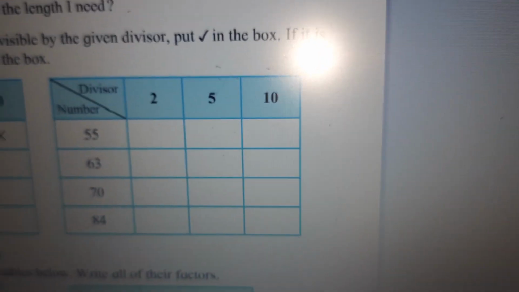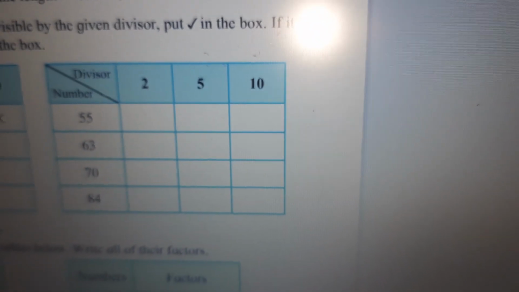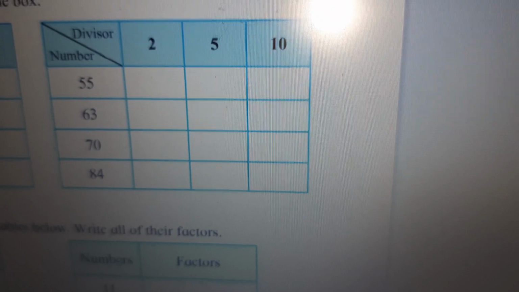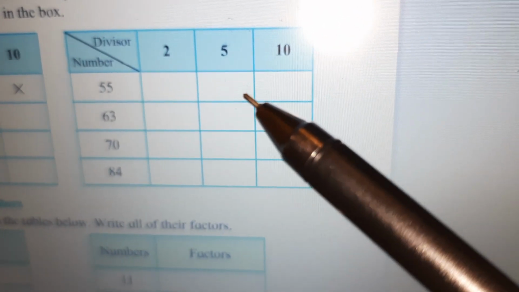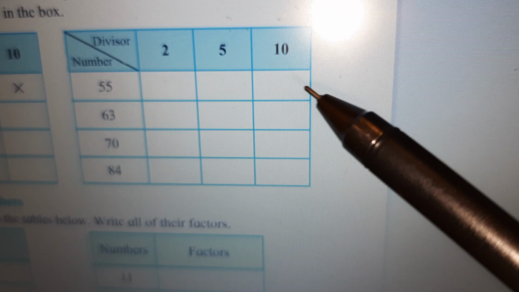And now for the next box, children, you will do it on your own. You will continue. The numbers are 55, 63, 70, 84. So you check out and you solve it, children. 55, 2 will be no. 5, yes. Okay, tick mark. 10 will be no.